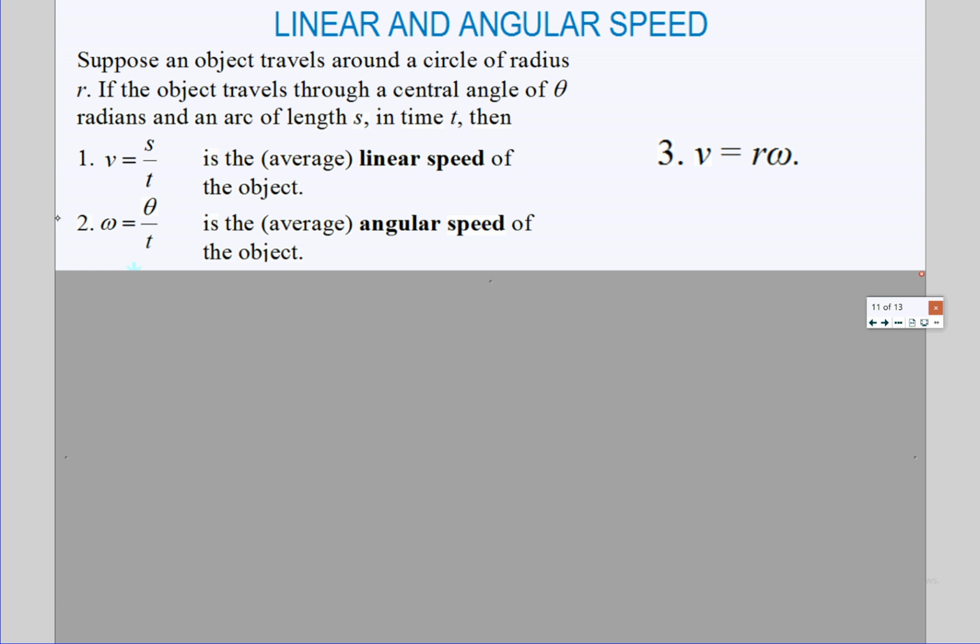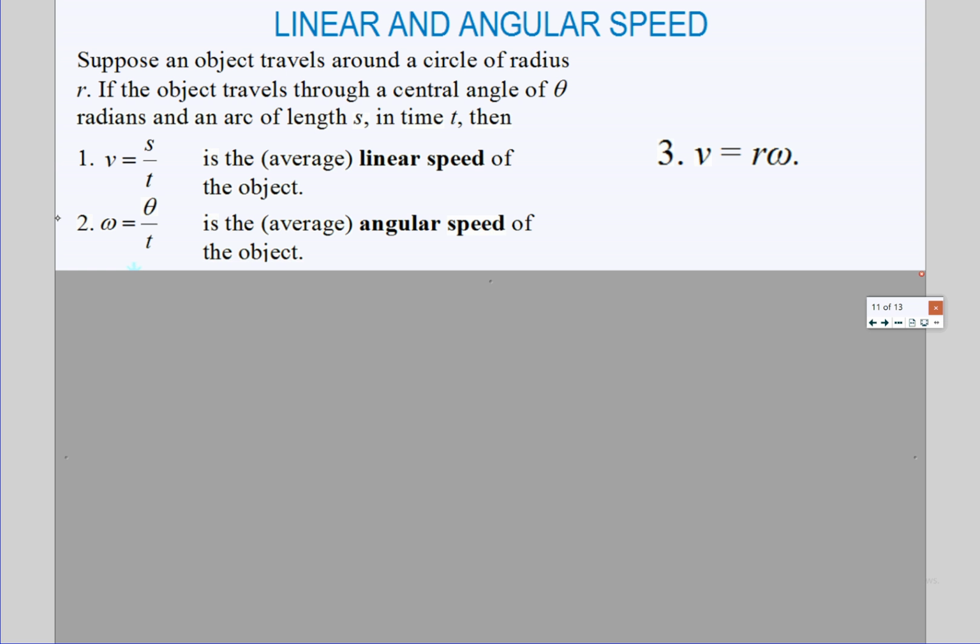Angular speed is if you are traveling in a circle. So a lot of times we talk about revolutions per minute, RPMs, if you've heard something like that before. We talk about how fast a lawnmower blade spins. That would be an angular speed. And then the third formula, V equals RW, is the relationship between the two. If you want to convert angular speed to linear speed, you just multiply by R, the radius that it's turning around.